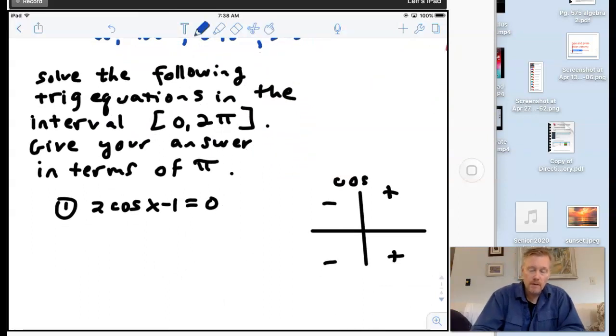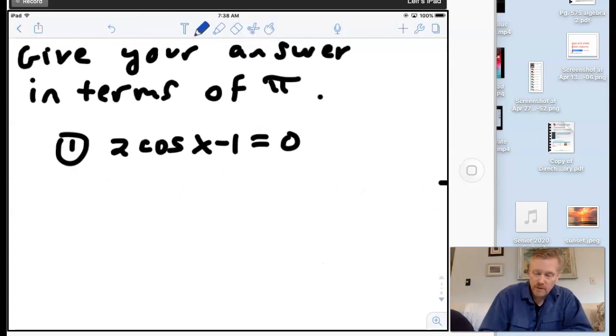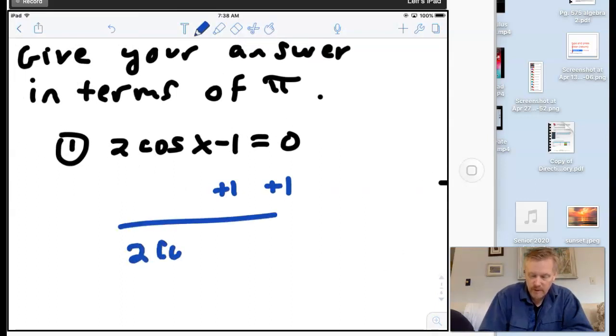Okay. Now, the first one, just like everything else you've done in mathematics for the last several years, you're solving for x. You're getting x alone, okay? So that's the first thing I'm going to do. The second part is I'm going to look at the cosine, where it's positive and negative. So let me start with this one. I want to get x alone, so the first thing I'm going to do is add 1 to both sides, okay? And I get 2 cosine of x equals 1.